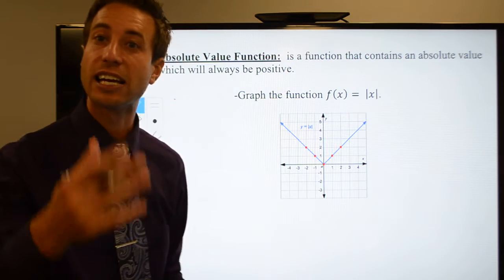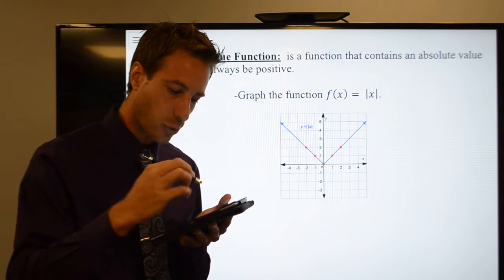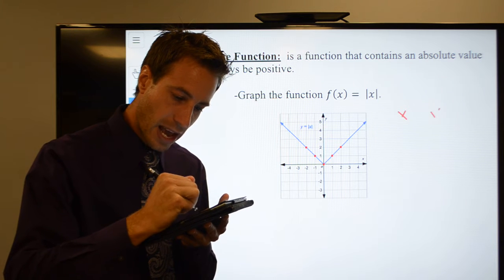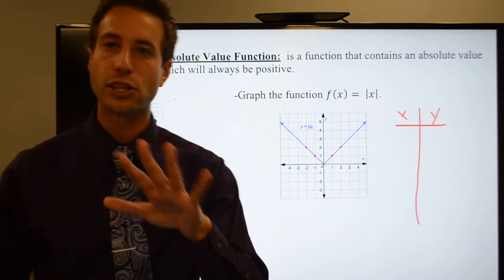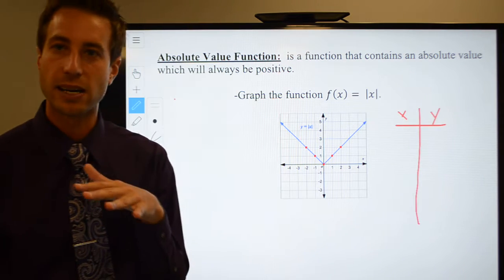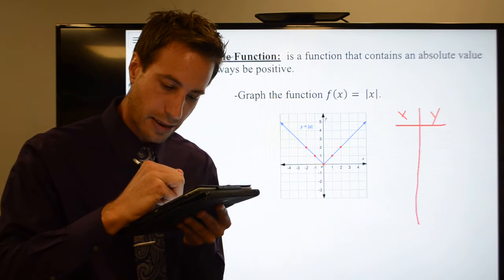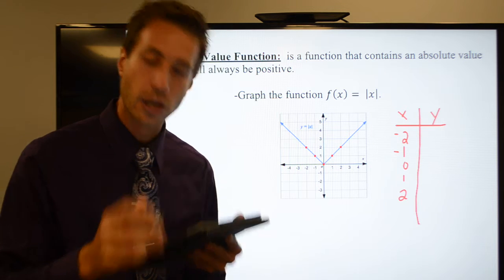Now, why does it look like this? Well, let's take a look at a couple of practice points. Let's set up an XY chart. Here we go. I have my XY chart, and let's pick some values for x. Now remember, when graphing, we like to use these values not because there's anything special about them, just because they're easy to do math with. -2, -1, 0, 1, and 2.